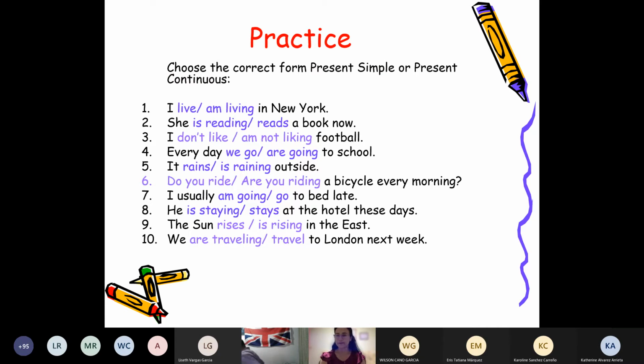Eris Tatiana. Ya, un momento, profe. Es que se me devolvió y estoy en la 23 y ya estoy listo. Number 5, it rains or is raining outside? Okay. It's raining outside. Very good, because it's something that is happening at the moment. Very good. Maria Fernanda Tapias, what do you think is the appropriate in the question number 6?